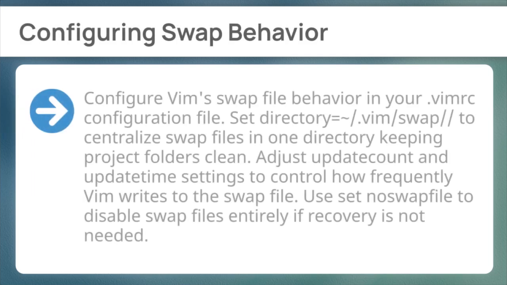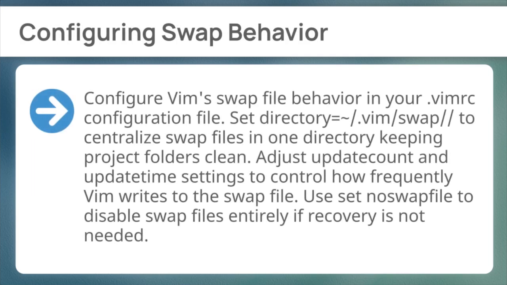Finally, configuring swap behavior. Configure Vim's swap file behavior in your .vimrc configuration file. Set directory equals a Vim swap directory to centralize swap files in one directory, keeping project folders clean. Adjust update count and update time settings to control how frequently Vim writes to the swap file. Use set noswapfile to disable swap files entirely if recovery is not needed.